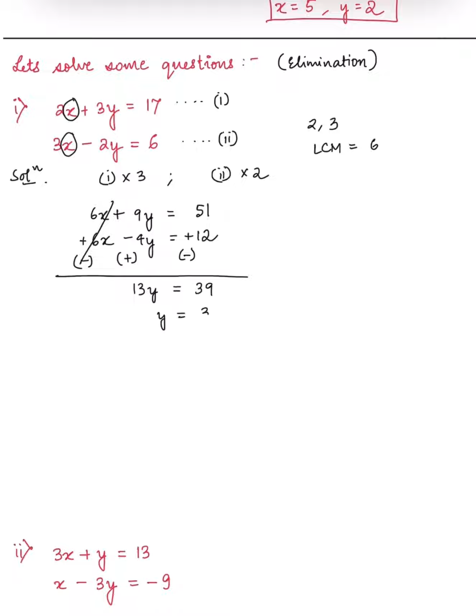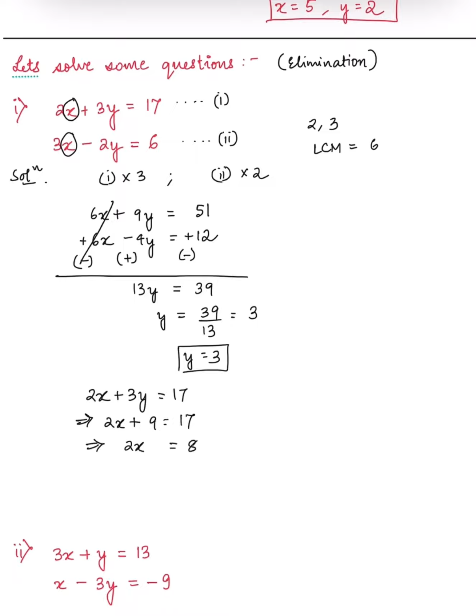So y is 39 by 13, this is 3 and I'll get the value of y as 3 from here. Now I'll again plug it back in equation 1. So 2x plus 3y is equal to 17. So 2x plus 3 3s are 9 is equal to 17. So 2x will be equal to 8. X will be equal to 4. So my final solution is 4, 3.